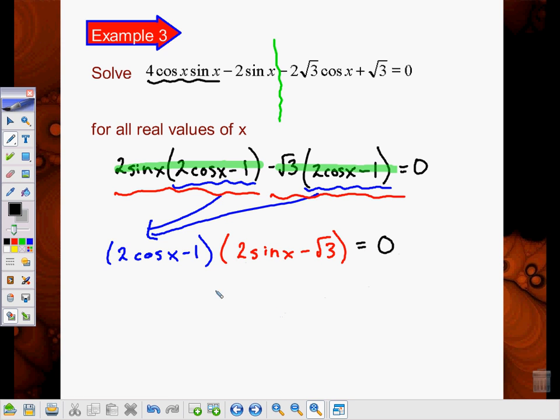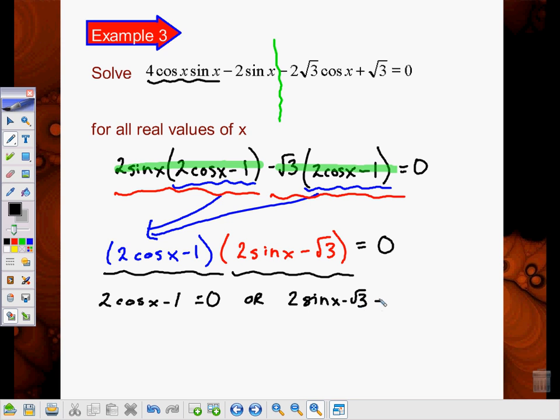Now again, using the zero product property, either this term must equal 0 or this term must equal 0. So let's solve each of those. 2 cosine x minus 1 equals 0, or 2 sine x minus square root of 3 equals 0. Do a little algebraic manipulation here. I get cosine x equals 1/2.